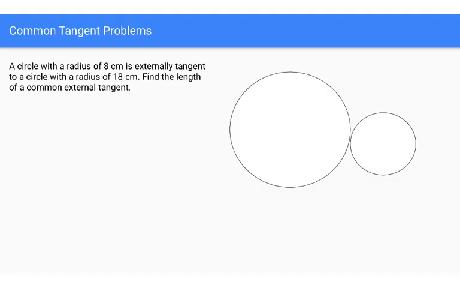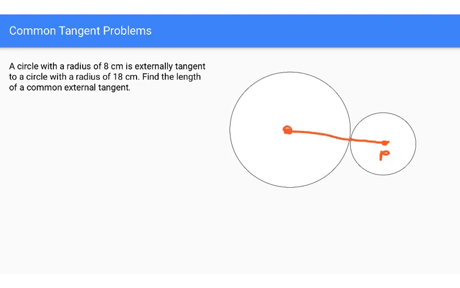A circle with a radius of 8 centimeters is externally tangent to a circle with a radius of 18 centimeters. So these circles should be touching. I had a little trouble getting them to touch exactly, but you see here. So if I take this circle, maybe I call this circle P, and this circle over here, maybe I'll call that circle Q.